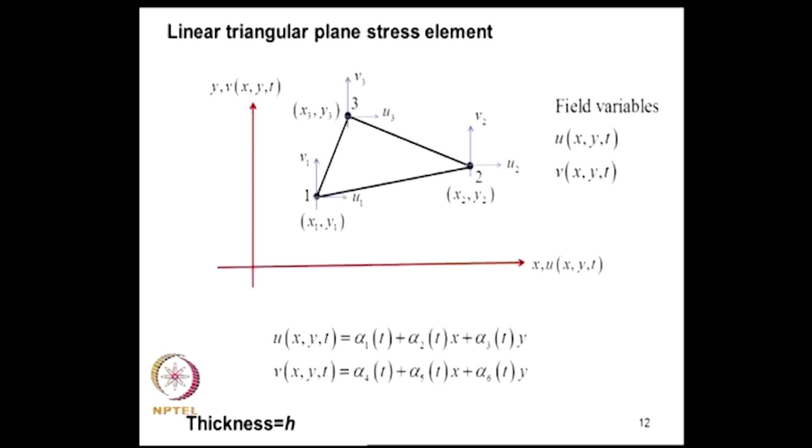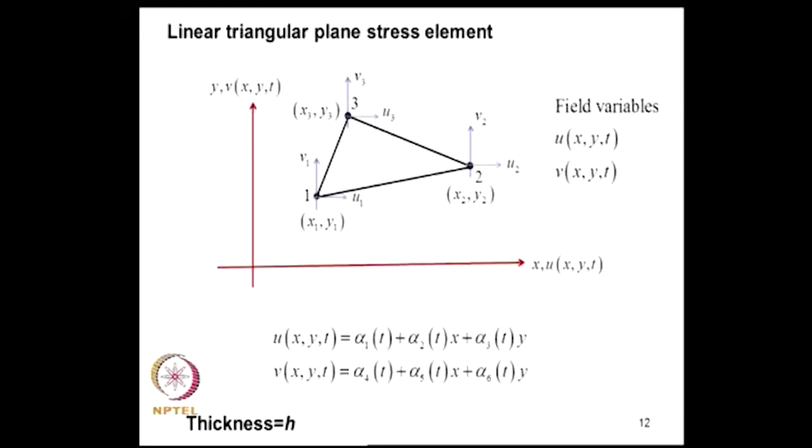Now, this element is characterized by 3 nodes 1, 2, 3, and the edges are 1-2, 2-3 and 3-1. The nodes have coordinates x1, y1, x2, y2 and x3, y3. This is the coordinate system. u is the displacement along the x direction, v is the displacement along the y direction. The displacement field within the element has the 2 displacement components u and v. They vary within the element as functions of x, y and t. There are 3 independent variables, 2 spatial variables and 1 time variable.